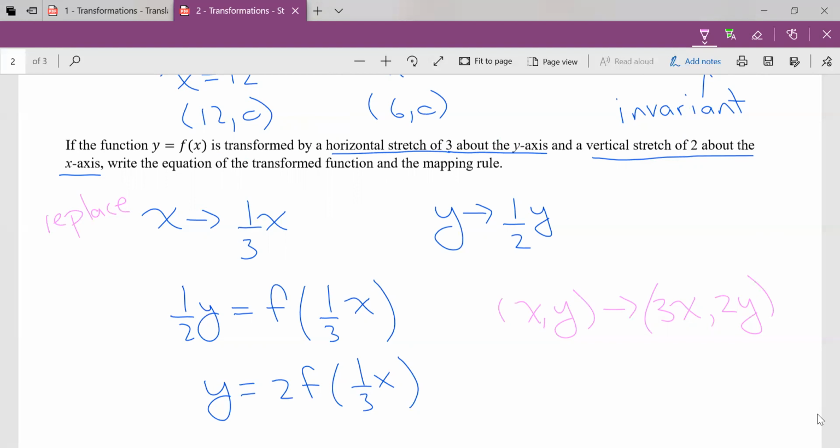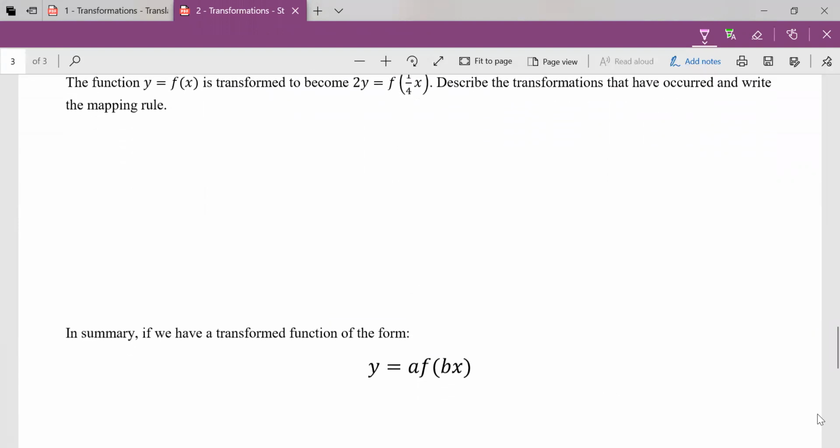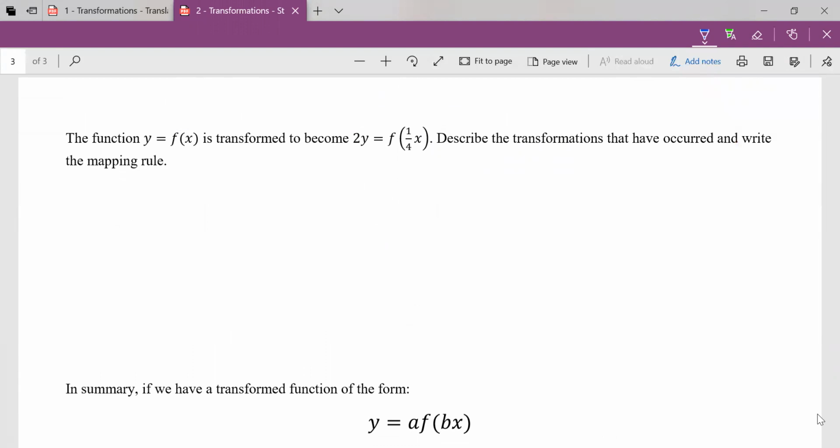All right, let's try another one. There's not a heck of a lot to places where you can get tricked, right? Where people are going to get fooled is maybe in here in the 1/4. So the graph of y is equal to f of x is transformed to become 2y equals f of 1/4 x. Describe the transformations. Okay, the first thing I like to do is isolate for y myself. That's not a bad idea to do. And when I said do that, then I forgot the 2.